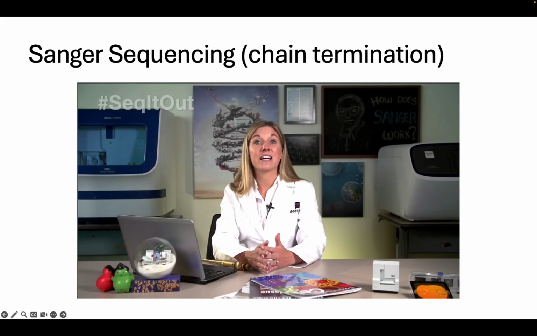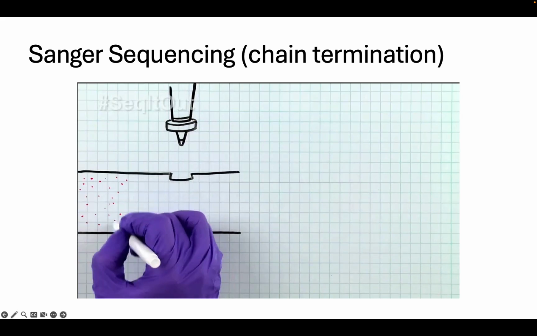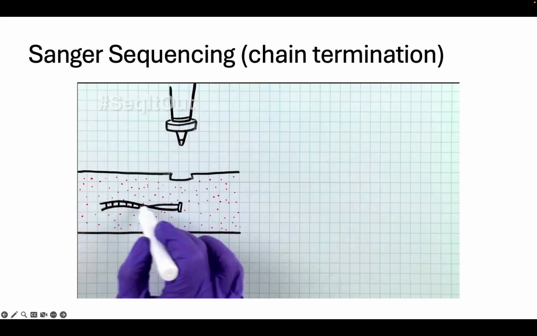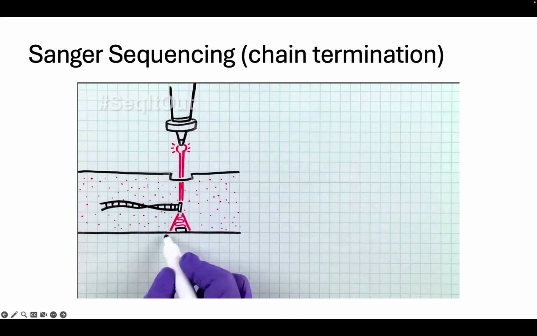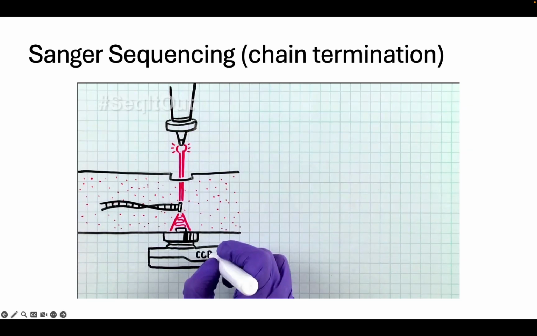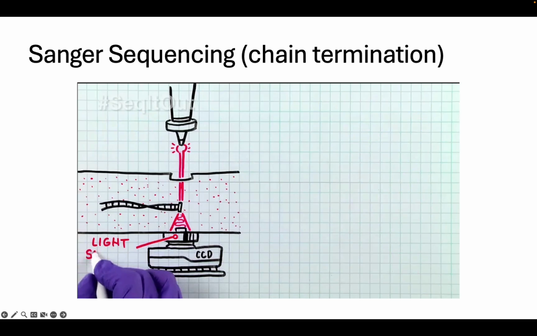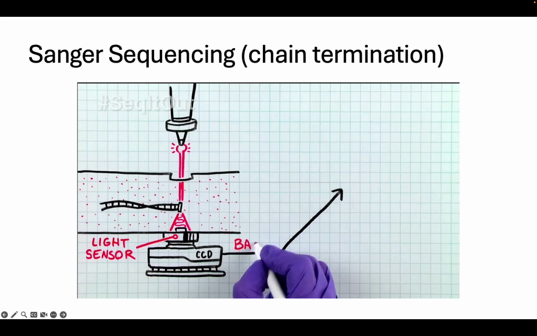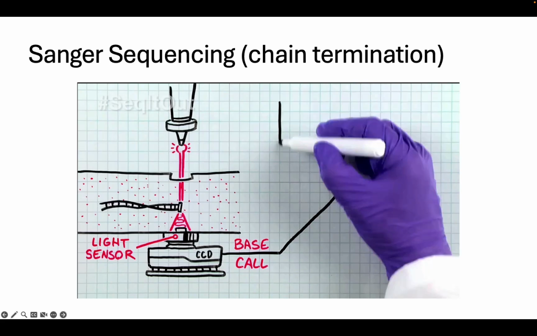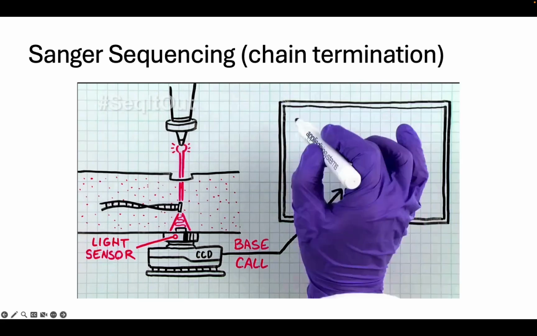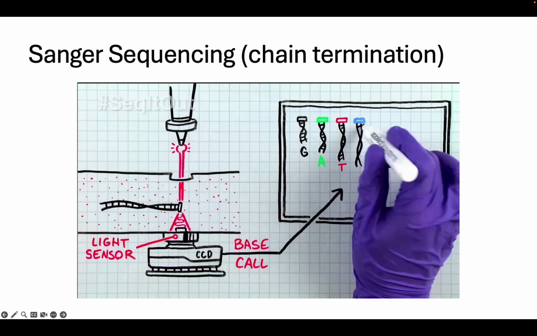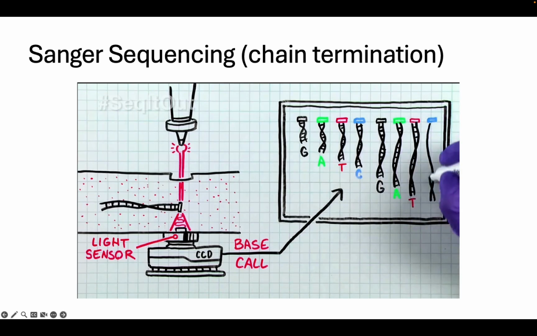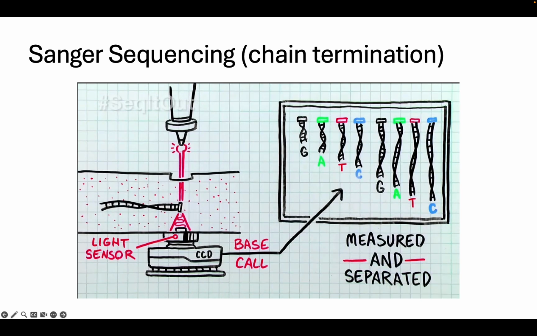A laser then excites the dye-labeled DNA fragments as they pass through a tiny window at the end of the capillary. And the excited dye emits a light at a characteristic wavelength that is detected by a light sensor. Software can then interpret the detected signal and translate it into a base call. When the sequencing reaction is performed in the presence of all 4 terminated nucleotides, you eventually get a pool of DNA fragments that are measured and separated base by base.